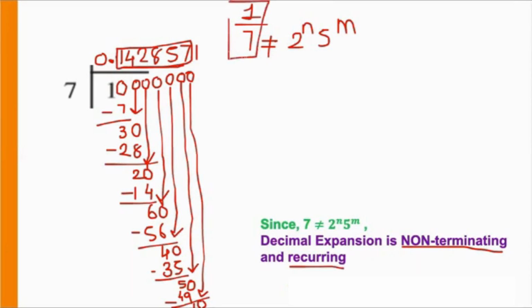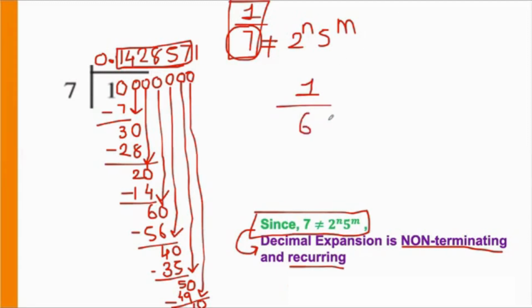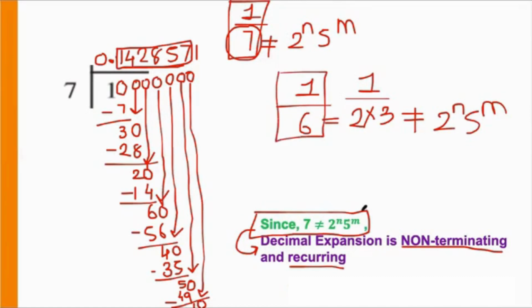This happens only when the rational number's denominator is not in the form of 2 raised to n, 5 raised to m. So as you can see, 7 is not in the form of 2 raised to n, 5 raised to m, so the decimal expansion is non-terminating and recurring. If you take a rational number 1 upon 6, if you see the prime factorization, it is also not in the form of 2 raised to n, 5 raised to m. And so I can conclude that 1 upon 6 will also have a non-terminating recurring decimal expansion. You can try it on your own.